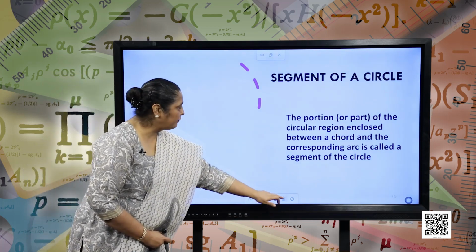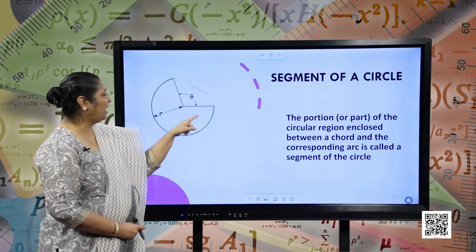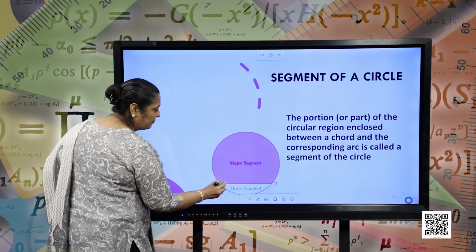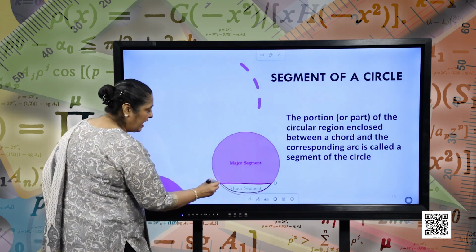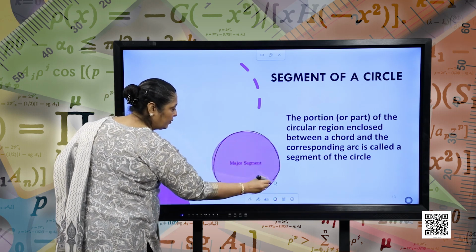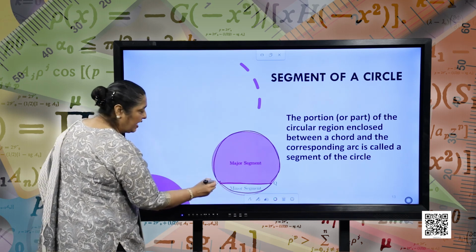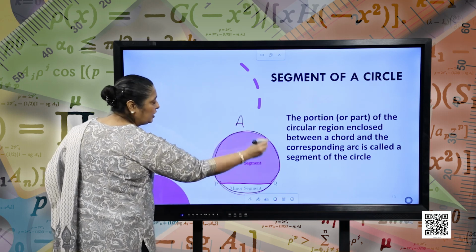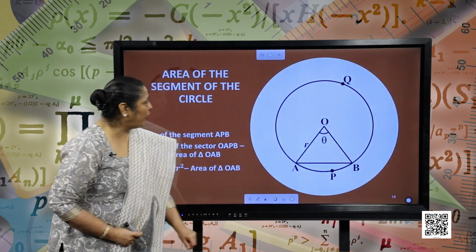Now, what is a segment of a circle? The portion or part of the circle enclosed between a chord and the corresponding arc is called the segment. So, we have two segments, the minor segment, the smaller one, and the major segment, the bigger one. So, PQ, this is the minor segment, and for the other one, let me name it as A, then PAQ is the major segment. I hope this is clear. So, let us move forward.